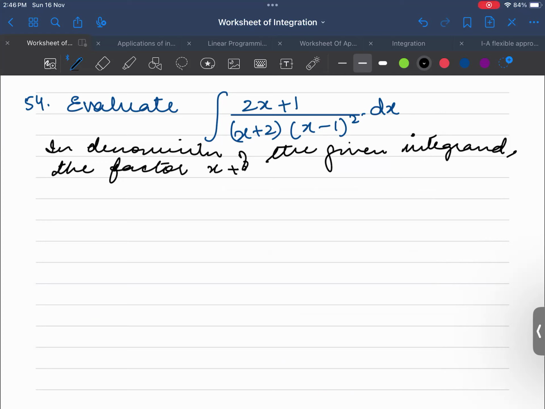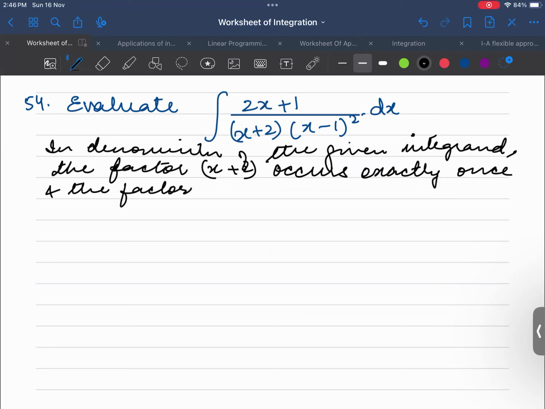In the denominator of the given integrand, the factor x plus 2 occurs exactly once and the factor x minus 1 occurs twice. It means it is repeated, right? So how can I write it? How in the partial fraction will we write? I explained it this way.